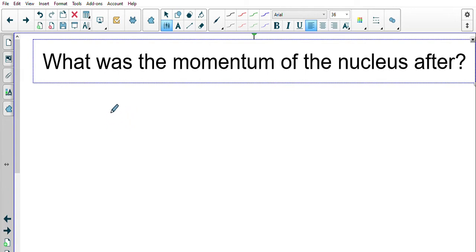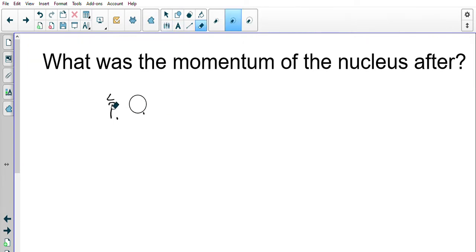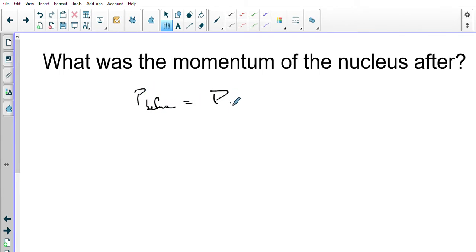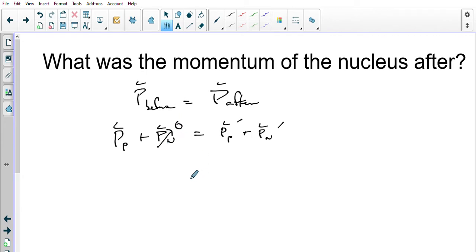What is the momentum of the nucleus afterwards? Well, let's deal with it this way. So we have p before is equal to p after. So we have the momentum of the proton plus the momentum of the nucleus before, and that's equal to the momentum of the proton plus the momentum of the nucleus after. Let's call those primes. We know the momentum of the nucleus before is equal to 0, so all of the momentum was in the momentum of the proton.